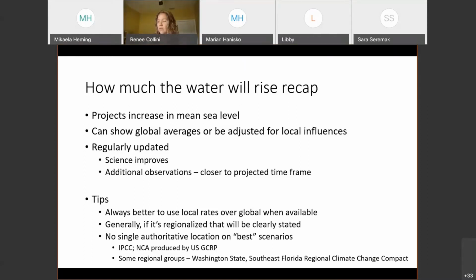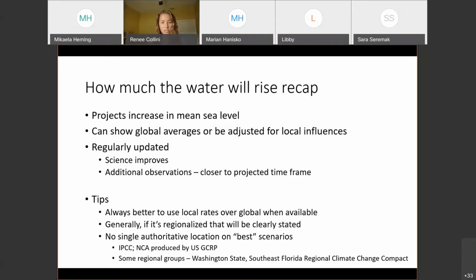And so there isn't a best scenario, but there are some authoritative sources. The IPCC, the National Climate Assessment that comes out from the US Global Change Research Program. I think you've heard of the National Climate Assessment 4, which was released in 2017 and 18. And then there's also regional groups that have dug in on what their local impacts will be and gone even farther than some of those things I've shown.